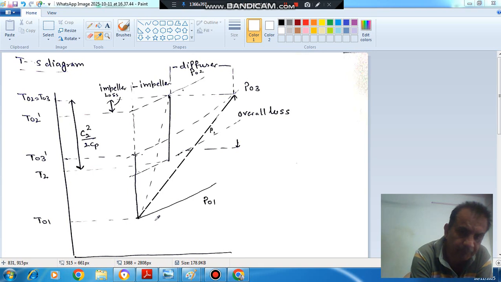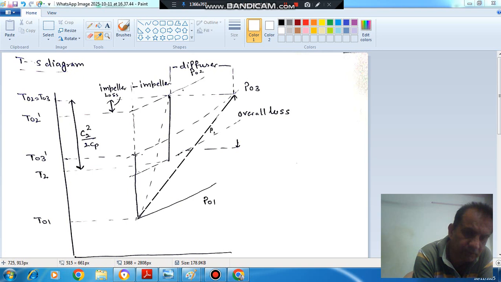First of all, understand these lines. So these are the constant pressure lines. This is your P01 pressure line. So here the pressure is constant. This is your P2 line. Here the pressure P2 is constant. This is the P03 line. Here the pressure P03 is constant. And here the pressure P02 is constant.